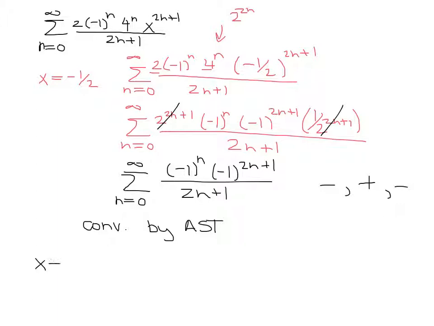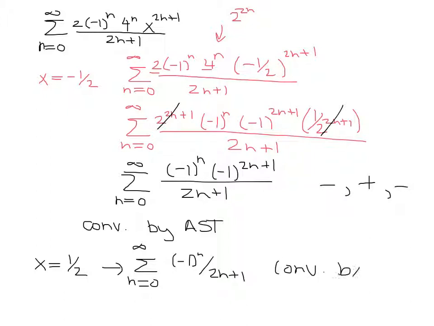And at x equals 1/2, a similar cancellation will happen. It's just the case that there'll be no extra negative, so we get the sum from n equals 0 to infinity, negative 1 to the n over 2n plus 1, which also converges by the AST. So for this particular example, my interval of convergence is negative 1/2 to 1/2 inclusive.